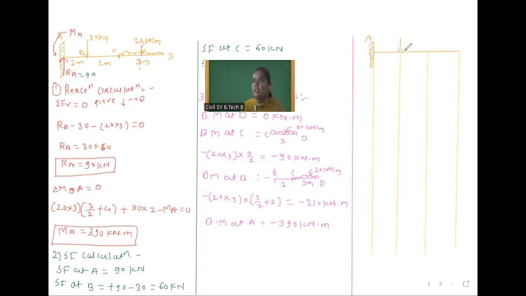This is A point. This is B. At B, 30 kilonewton force is there. Okay. In between C to D, uniformly distributed load is applied and intensity is 20 kilonewton per meter. This is 2 meter, this is 2 meter, and this is 3 meter. And here the value of RA is 90, and here moment is applied, 390. Okay. So we will draw the shear force diagram first.